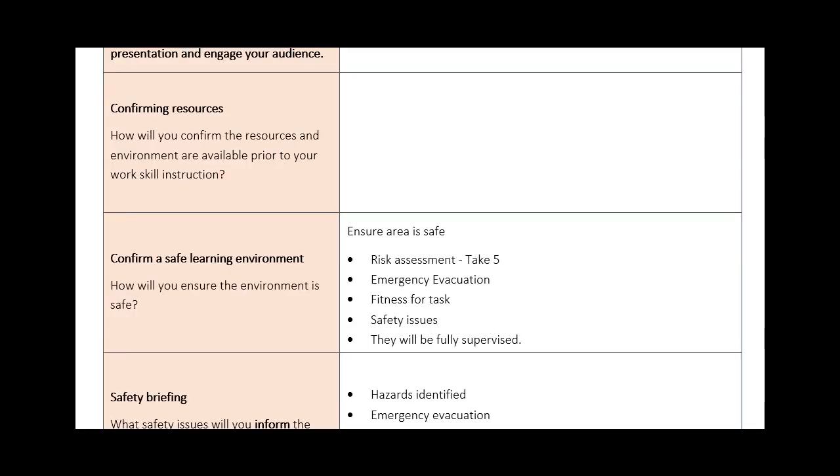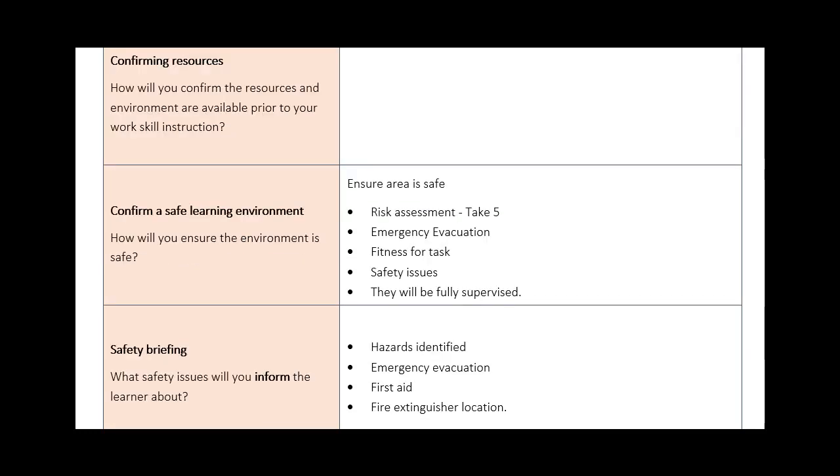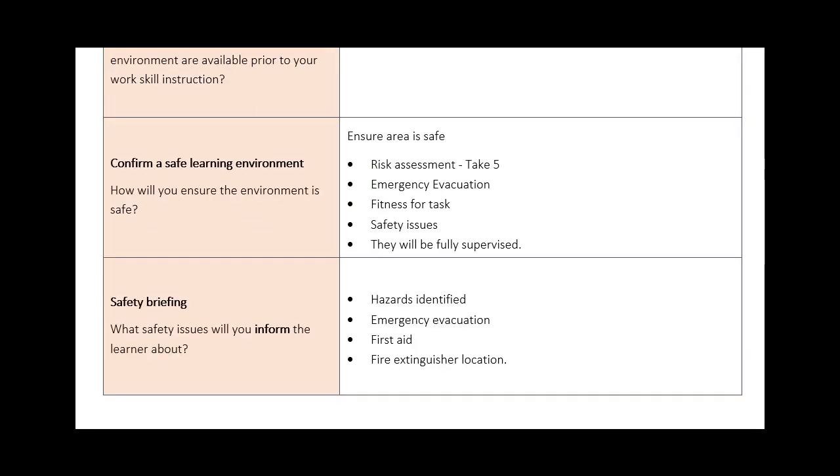Confirming your resources, how would you go about confirming your resources back in your workplace? And you can see we've put some points in there for confirming a safe learning environment and a safety briefing. You can add points to those bullet points that are there if you wish to. You might want to expand on them a little bit more and put a little bit more information next to each of them. If that's what makes it easier for you while you're presenting your work skill instruction, then that's good practice to do in the planning process.